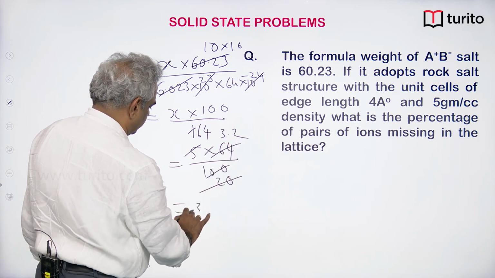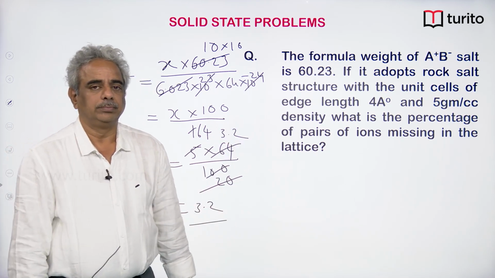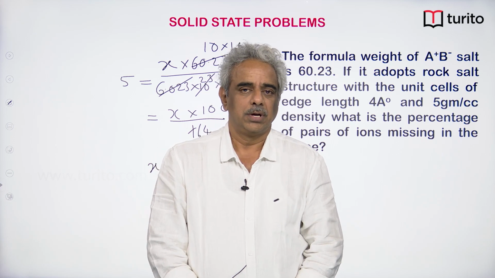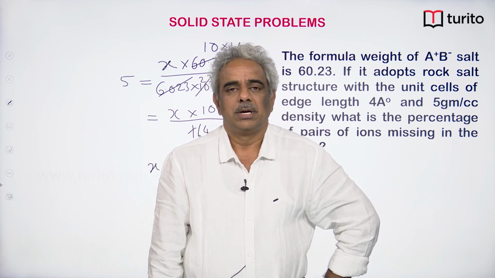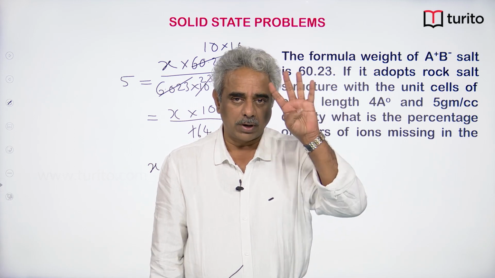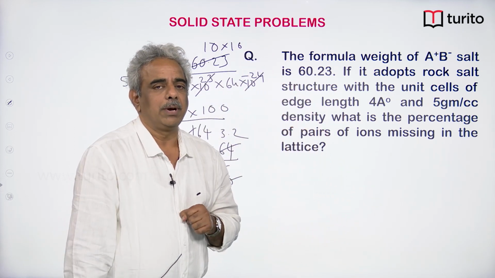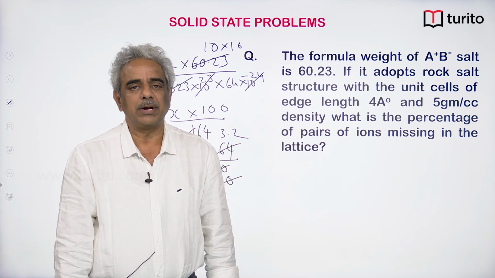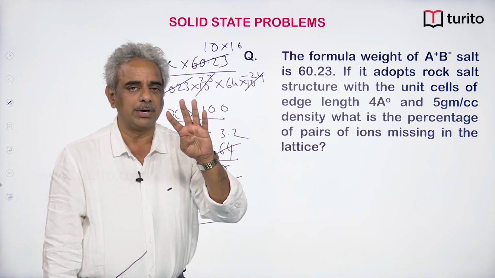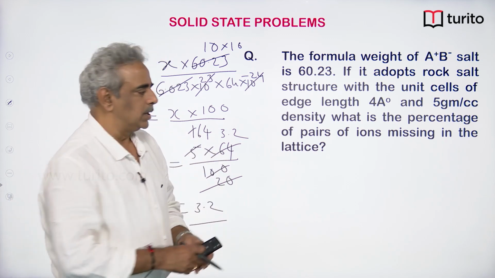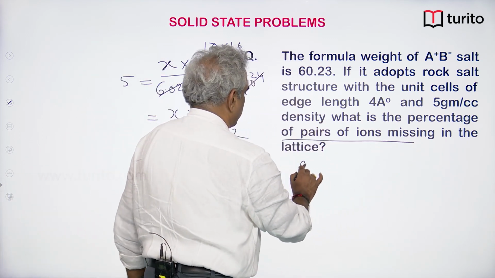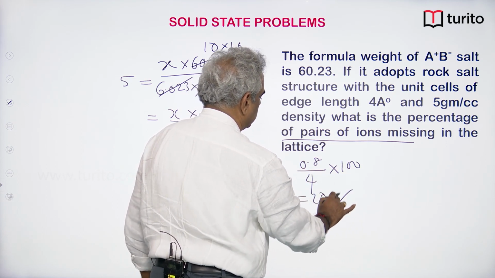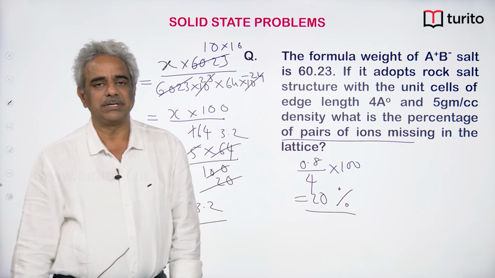So, what did you get? X is 3.2. So, 3.2 formula units are there per unit cell. In an FCC rock salt structure, you expect 4 formula units, but how many on average formula units are there? 3.2, means 0.8 missing on average per unit cell. So, per unit cell 4 formula units, 3.2 is there, 0.8 missing. So, missing pairs, 0.8 by 4 into 100, this is going to give me 20%. So, 20% is the missing pairs.